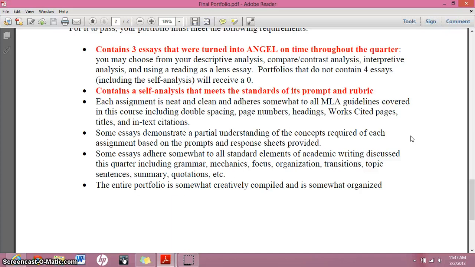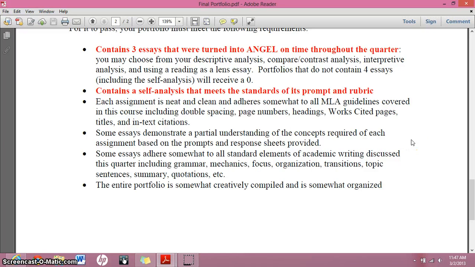Each essay needs to be somewhat, I'd say moderately well-versed in academic writing standards, in your grammar, in your mechanics, and all the basic writing elements we've covered as well, such as focus and organization, things like that. So you have to demonstrate good thinking, and you have to demonstrate good writing, and all the skills that go into both of those. Okay? And then your portfolio needs to be at least somewhat creative. So these are the basic requirements.